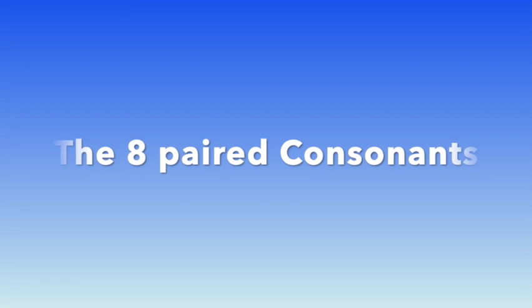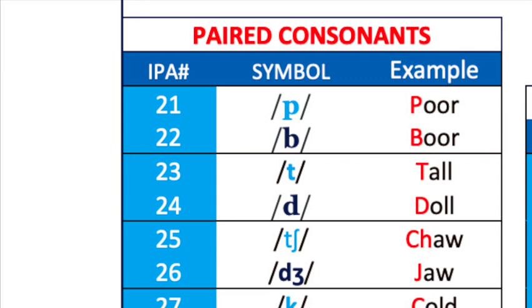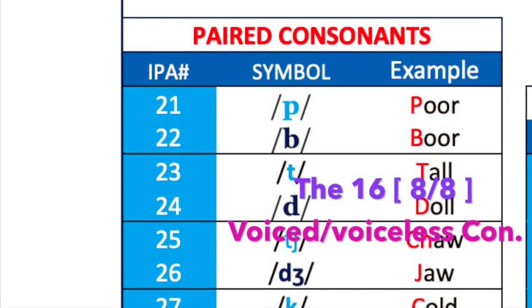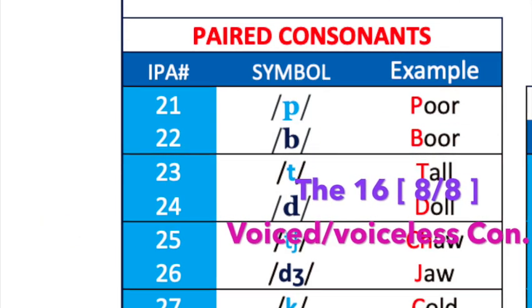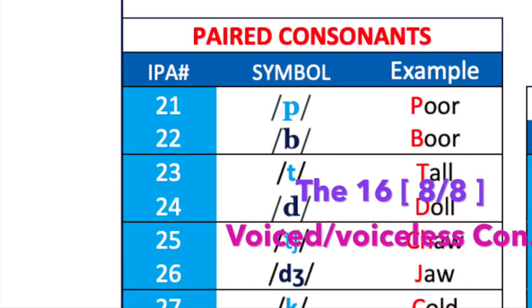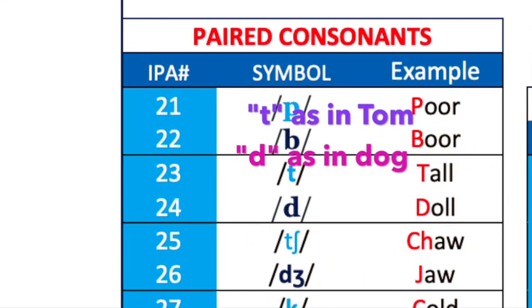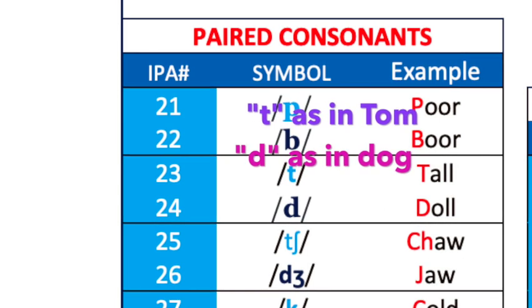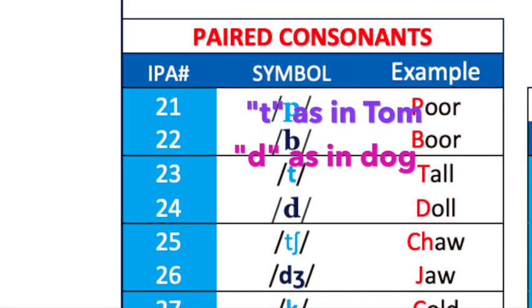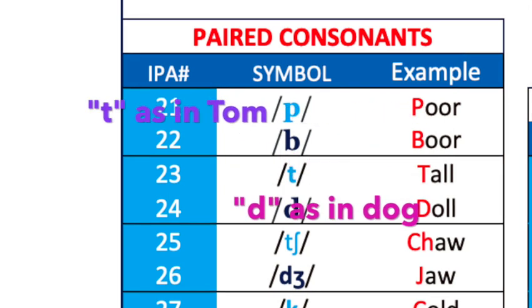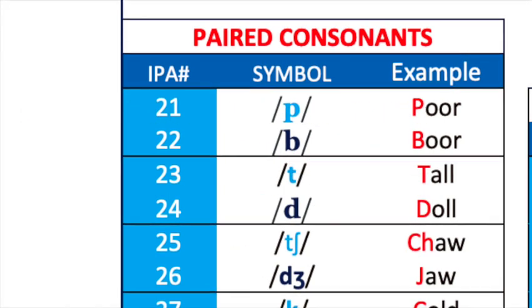Now let's look at the 8 paired consonants. We did not modify the traditional IPA table, except by adding numbers to each phoneme. Out of a total of 16 consonant phonemes, we put 8 pairs together to highlight the similarity of their sounds. These sounds are so similar that even native speakers usually say T as in Tom and D as in dog to avoid any confusion. Therefore, as a learner of English as a second language, you need to train your ears to distinguish these 8 consonant pairs.